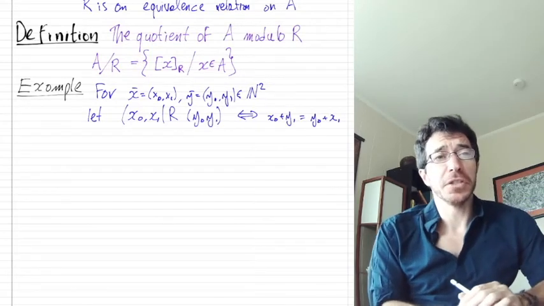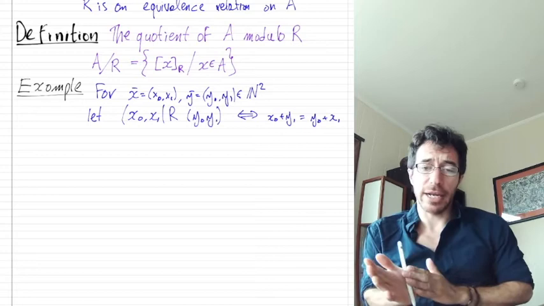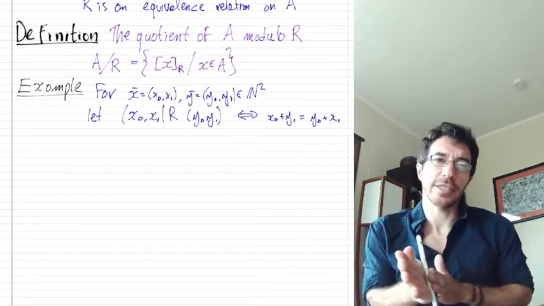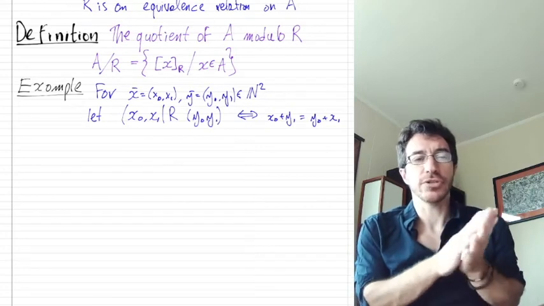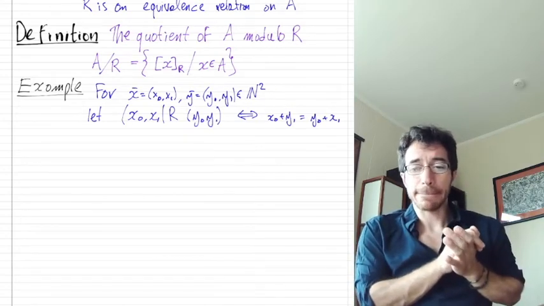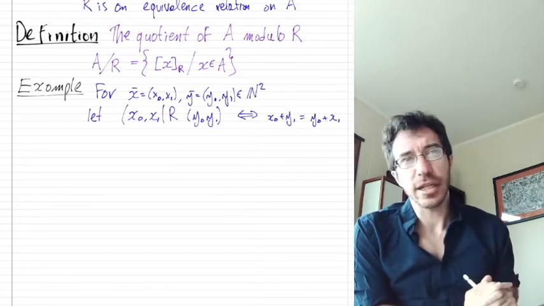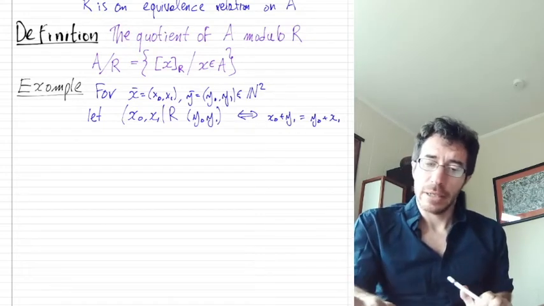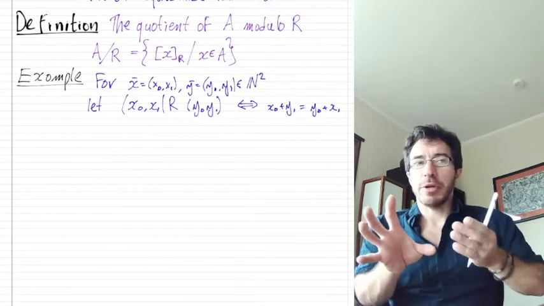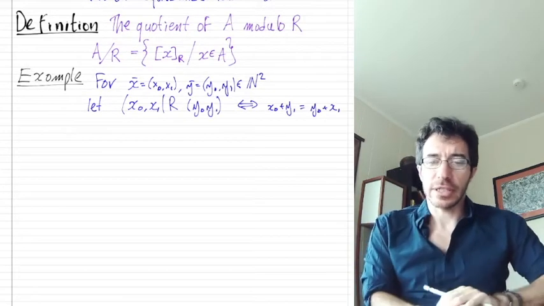Okay, so this is a relation. Some pairs of elements of numbers satisfy this relation, some don't. It's not obvious at first glance that it is an equivalence relation. You have to prove the three properties: reflexivity, symmetry, and transitivity.